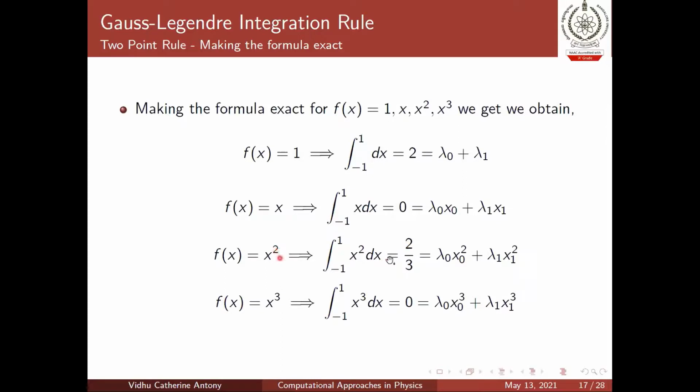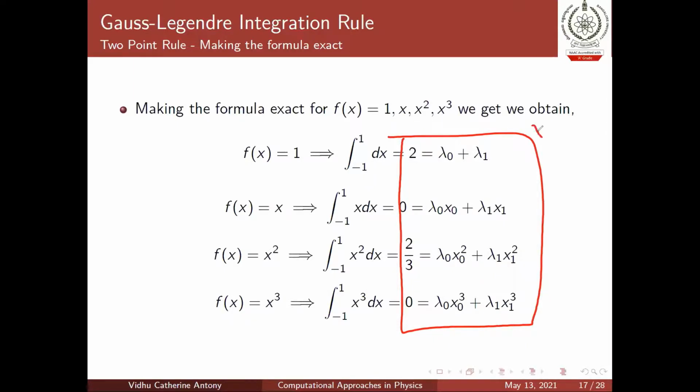So when you do it for x squared, when we did this integral several times, you get 2/3, and you have lambda naught x naught squared plus lambda 1 x1 squared. And similarly, you have lambda naught x naught power 3 plus lambda 1 x1 power 3. And then you get something like this. You get your equations, and once you get 4 equations, you can start evaluating the parameters.